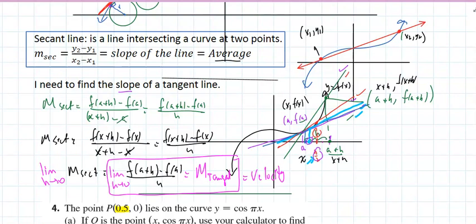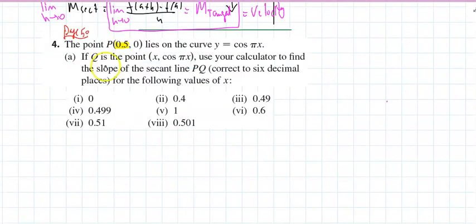So what they're going to do in this chapter, they're assuming you haven't seen a limit yet, so they're going to try to really enforce that, and that turns out to be a lot more challenging if you didn't know about limit. That's why we did the sections backwards. So look at this problem. It says the point lies on this graph. A, if Q is a point on this function, is the point on this x, cosine of pi x, use your calculator to find the slope of the secant approximated to 6 decimal places.